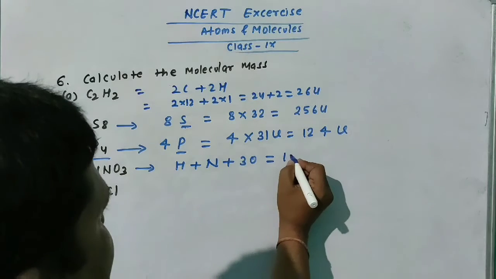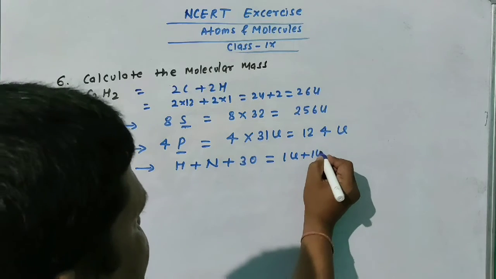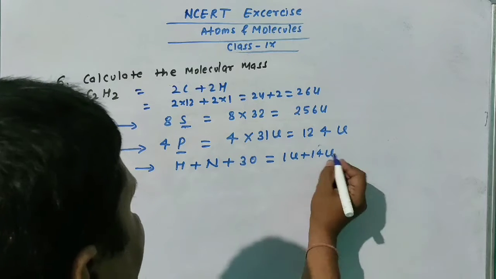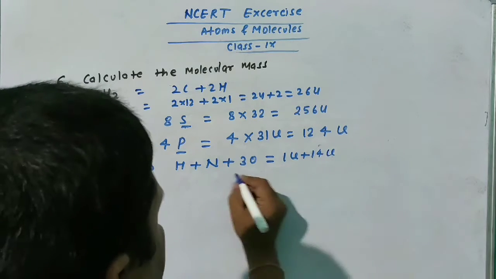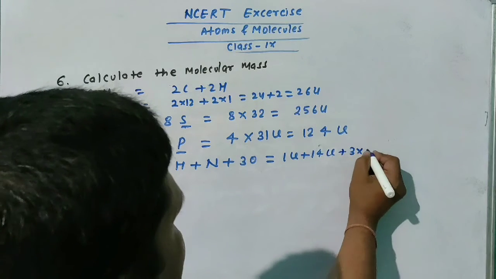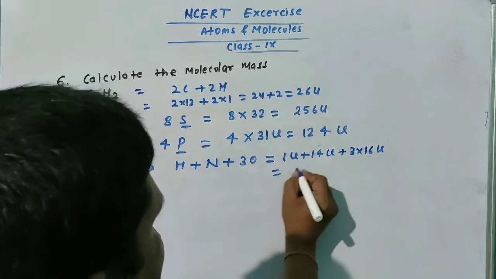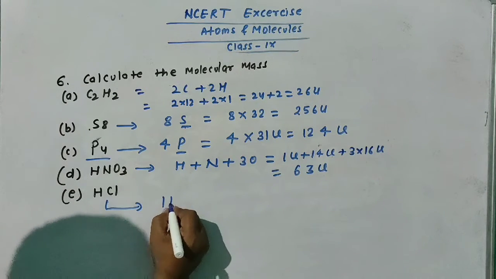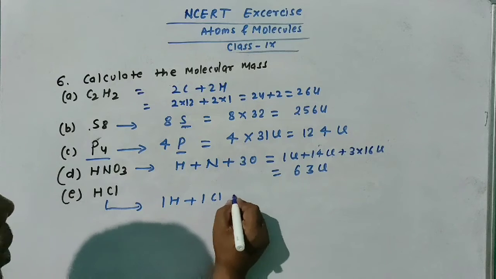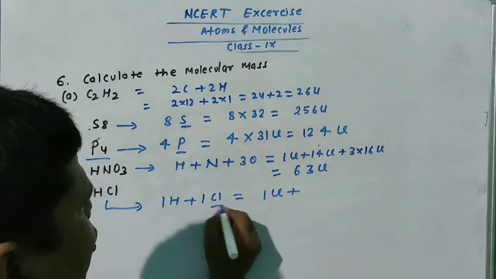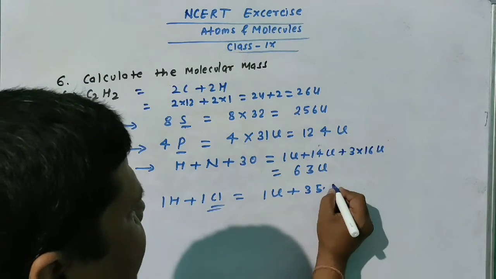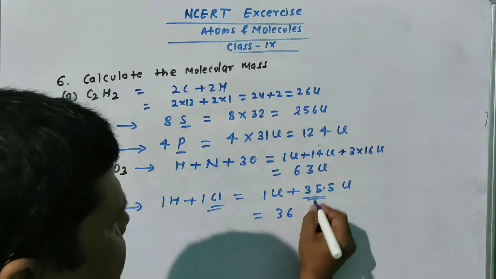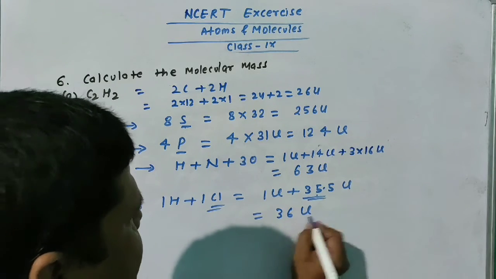HNO3 is made up of 1 hydrogen, 1 nitrogen, and 3 oxygen. So this is 1U plus 14U, and 3 into 16U, that's equal to 63U. HCl, 1H plus 1 chlorine, that is equal to 1U plus chlorine, 35.5U. Atomic mass of chlorine is 35.5U. This is average atomic mass, and this is 36U.